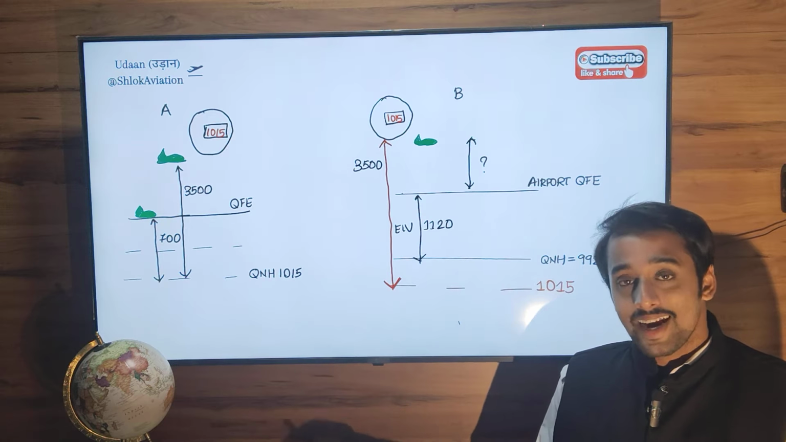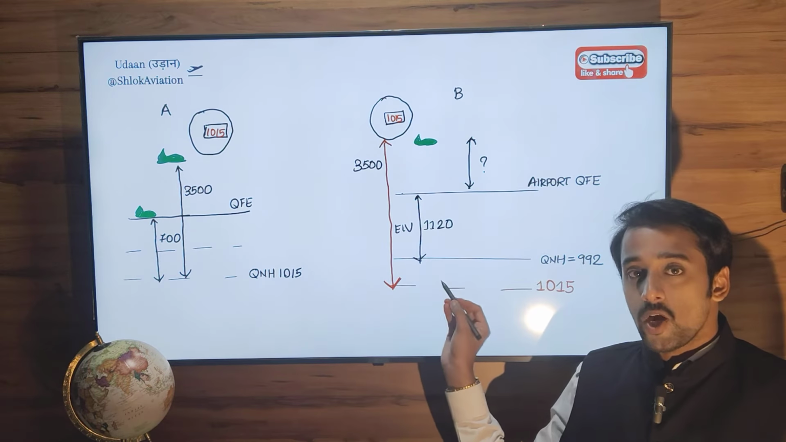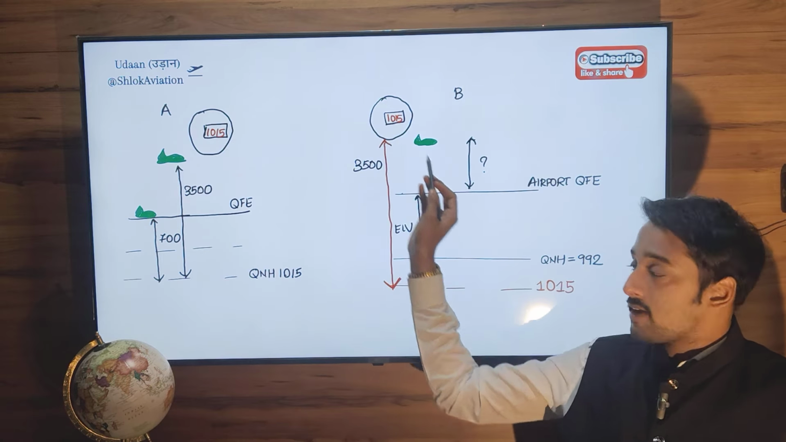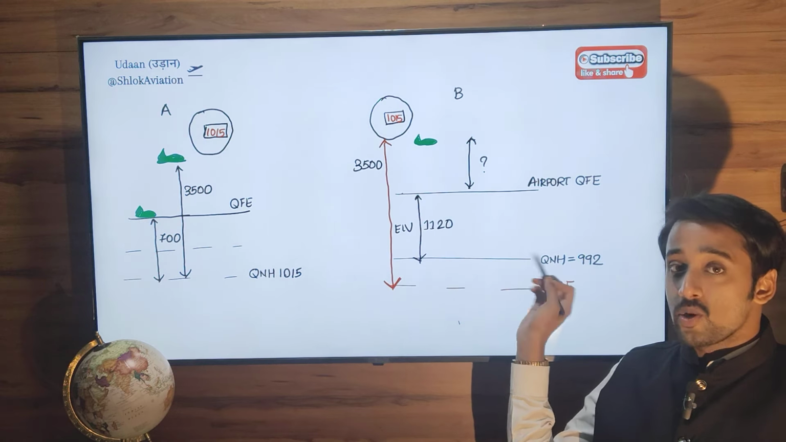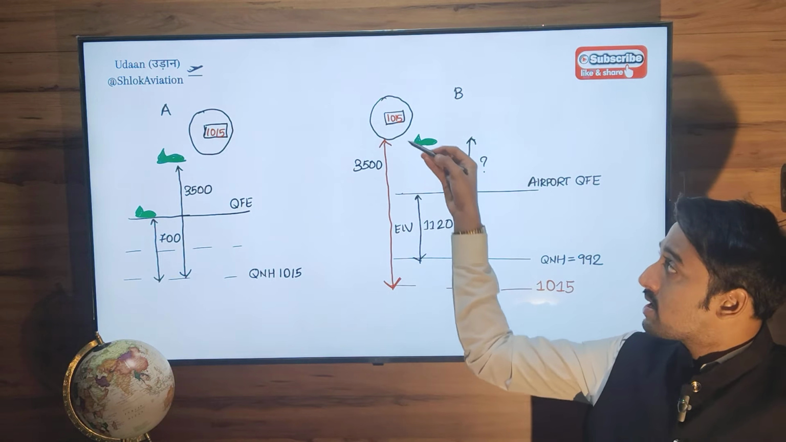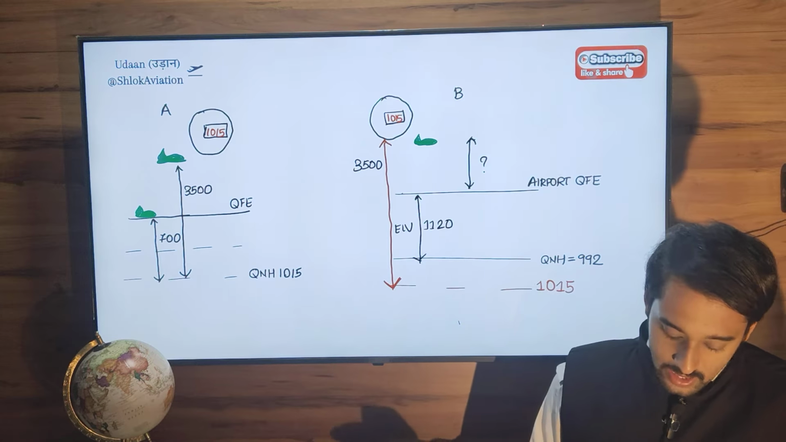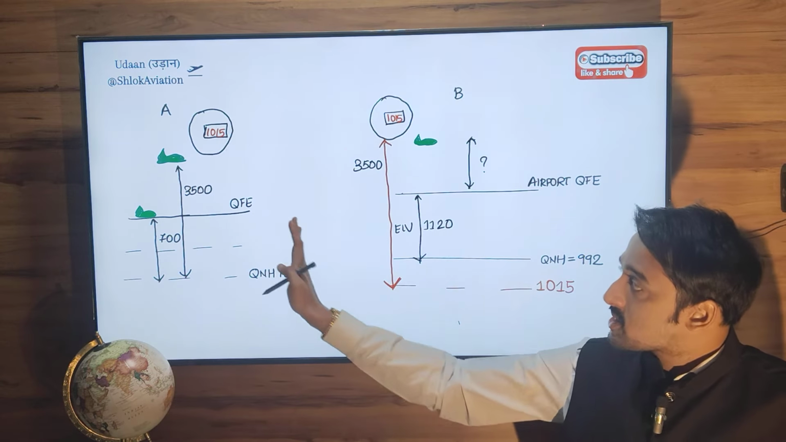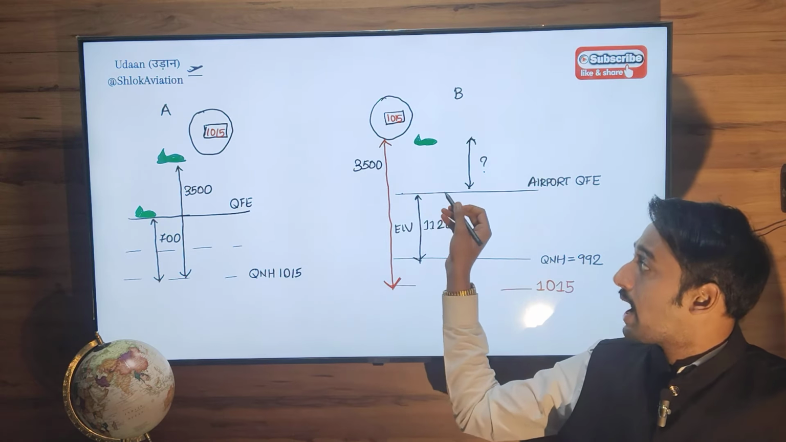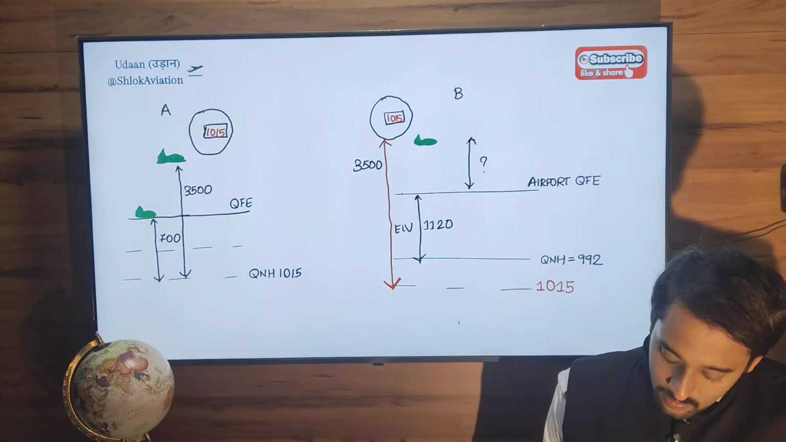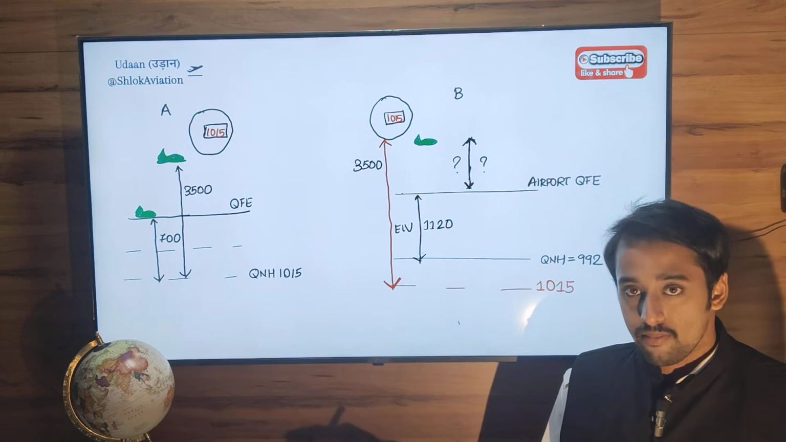In order to get correct altitude indication at place B, it's the duty of the pilot to change 1015 and put a new input of 992. But if the pilot doesn't do that, he will get indication from the 1015 level. So remember that. Now, this diagram is not useful to us to solve the question because we want to find the height of the aeroplane above the airport.